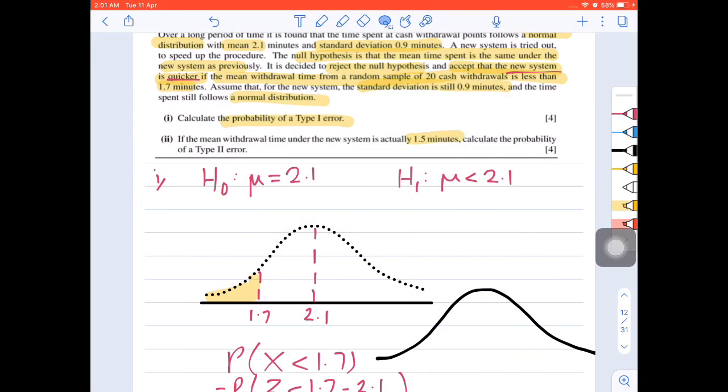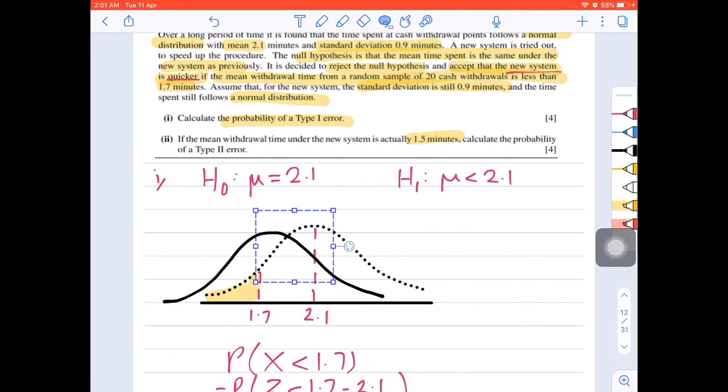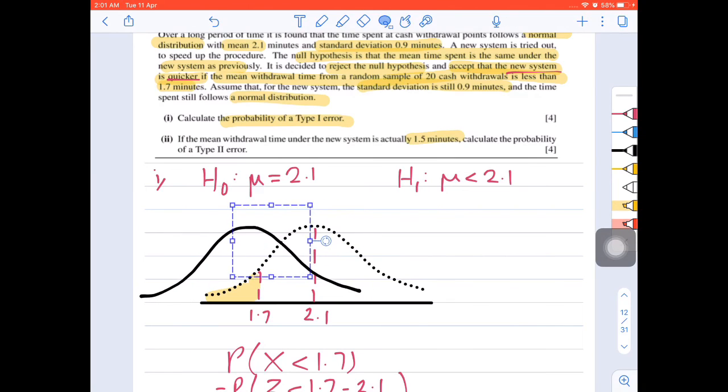So initially we were assuming that the mean was 2.1, but that is wrong and the actual mean is 1.5. So the new graph will be somewhat like this with mean 1.5. Let's say this is 1.5.